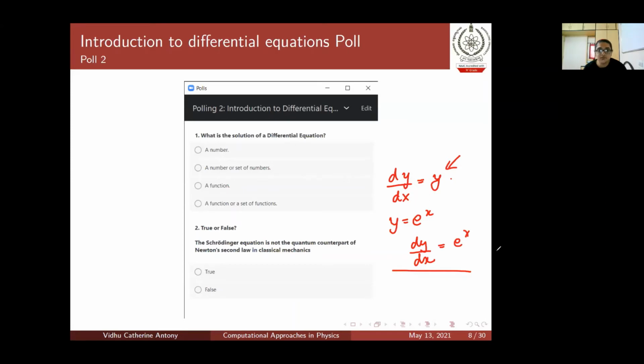Basically, when you're looking at Newton's second law of motion, the trajectory is going to be governed, and you write it as a function of time, right? Like that, for the Schrodinger equation, you write it as the evolution of the wave function in time. That's the solution that you're going to get when you look at the Schrodinger equation. So it is the quantum counterpart of Newton's second law of motion. This statement is actually false.